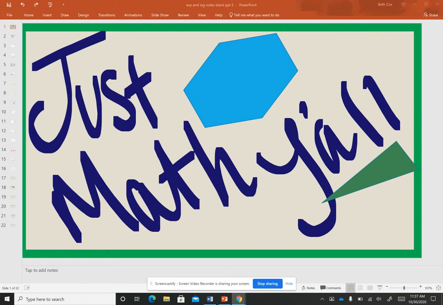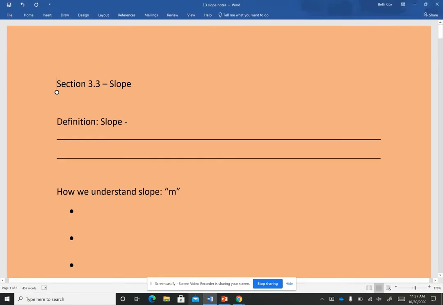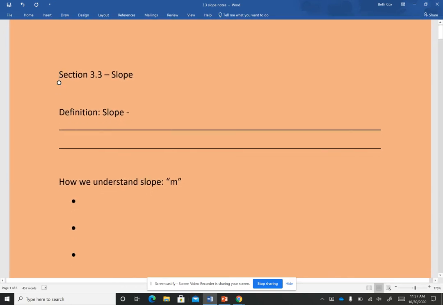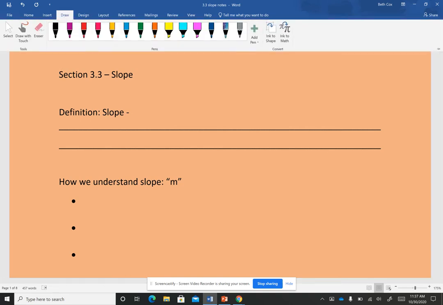We're going to be talking about slope. So let's jump in. Okay, so section 3.3 in your notes. This is slope. You should have this document, and just basically some things about what slope is. Now, this is my definition. It may or may not be the official definition, but this is my definition.